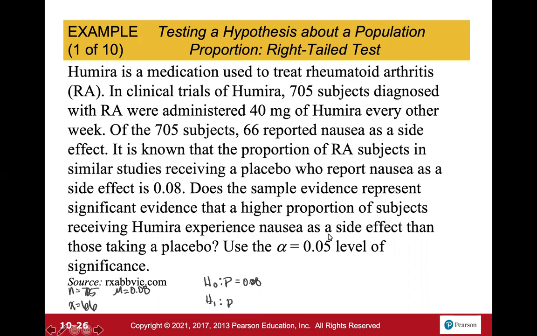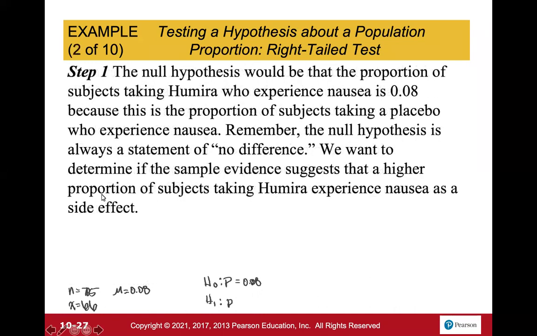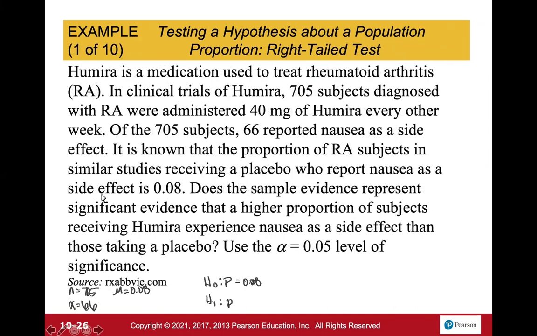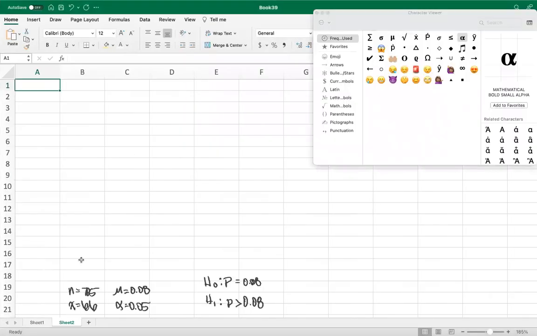So now looking at this as the sample evidence represents it: significant evidence that a higher proportion, so P is greater than 0.08. Use alpha equal to 0.05. All right, so now that we have all of this, let's go ahead and go to Excel and input everything.